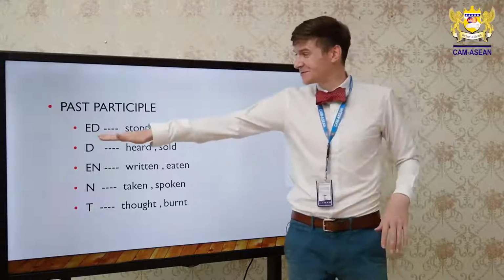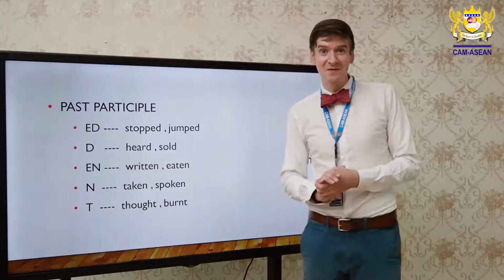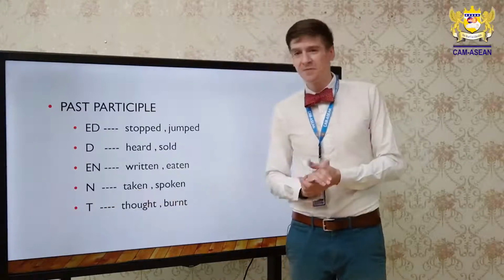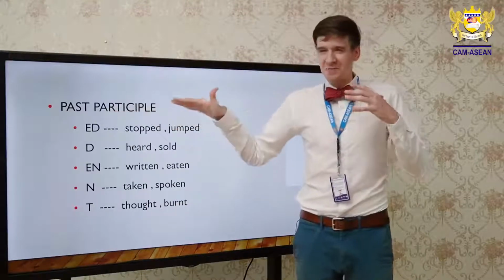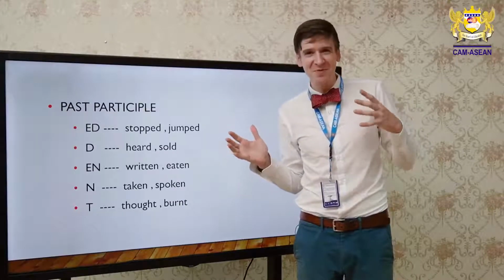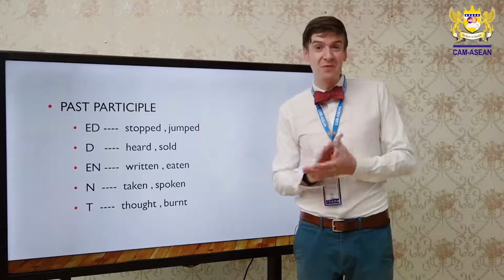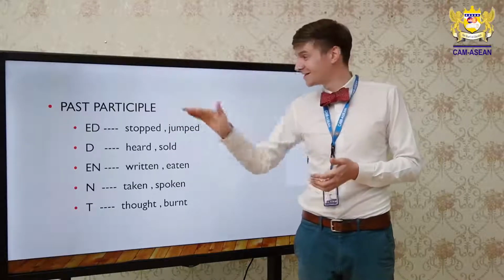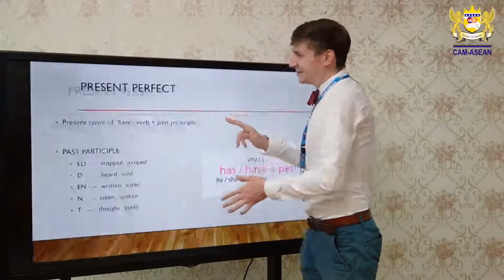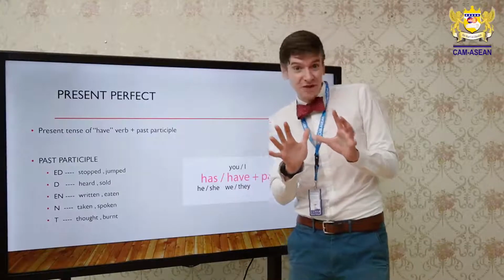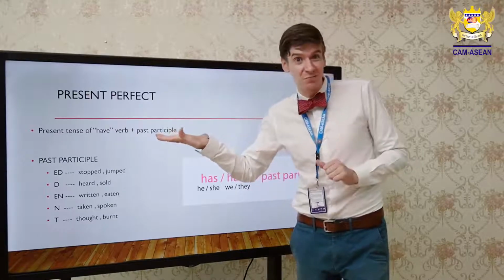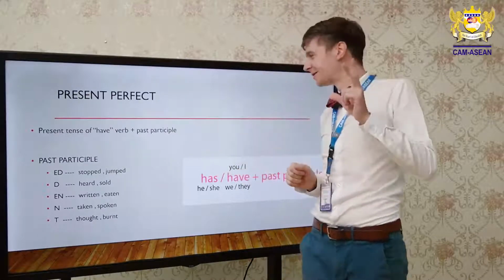Took is a little different than taken. Took does not end with a d, an n, or a t. Taken does. Or thought, or burnt. It ends in a t. So we kind of need to memorize this part, that the past participle form of a verb ends in d, n, or t. That's kind of the hard part of present perfect, thinking of the verbs and how to change them into past participle. But we're going to do that. We will look at that.